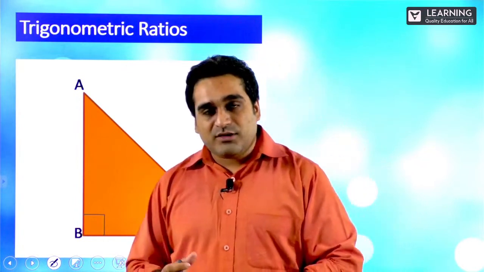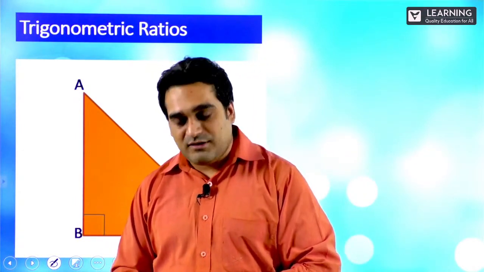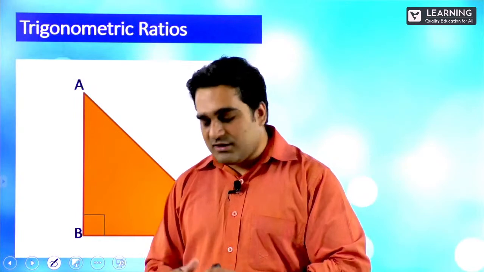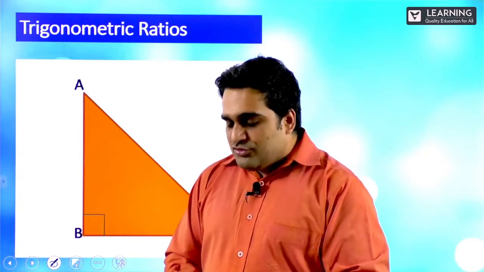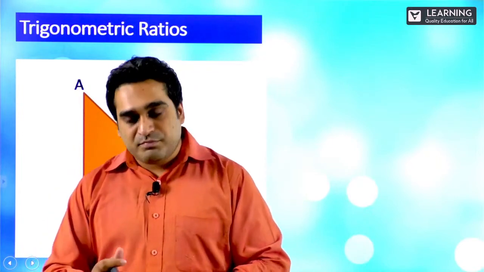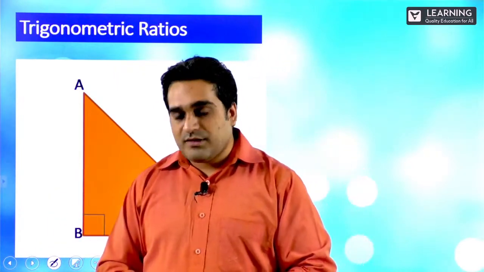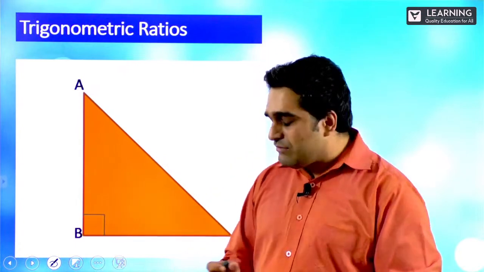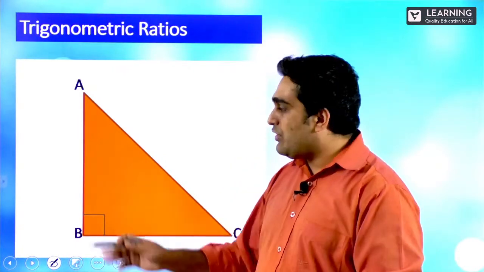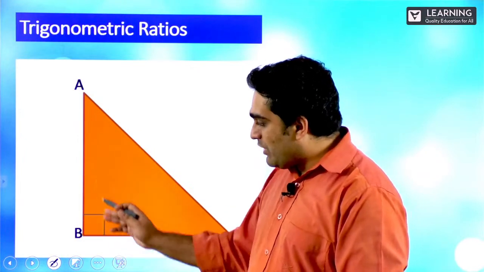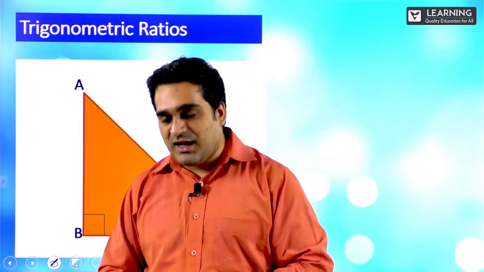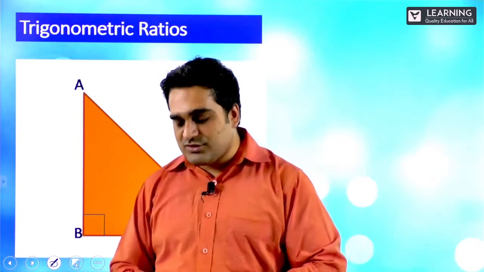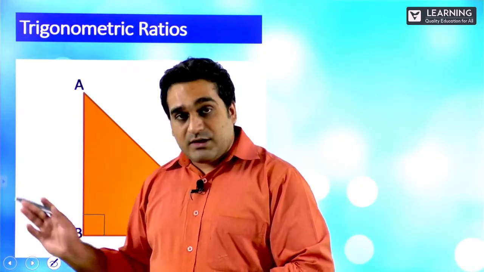So let's get started with the various trigonometric ratios. The surprising fact about trigonometric ratios is this: to study a given right-angled triangle, you would use the Pythagoras theorem, which states that the square of the hypotenuse is equal to the sum of the squares of the two adjacent sides, which are at a right angle to each other.